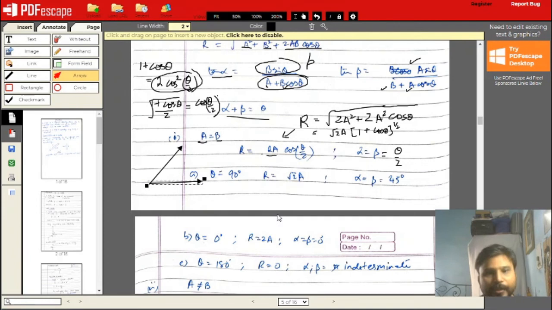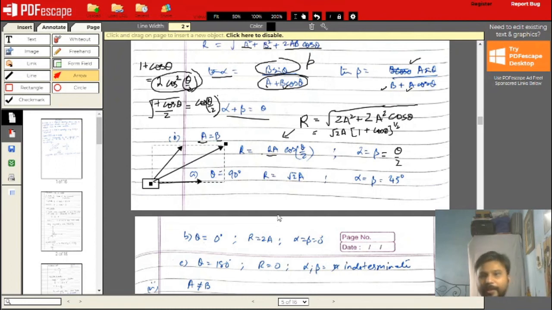Assume that these two vectors are equal in magnitude. By natural observation, we know that if two vectors are equal but have slightly different directions, and this force is trying to pull this particle in some direction, then in which direction could it be pulled? It would be somewhere in the middle, right? It won't favor this vector or this vector. It would be pulled somewhere in the middle.